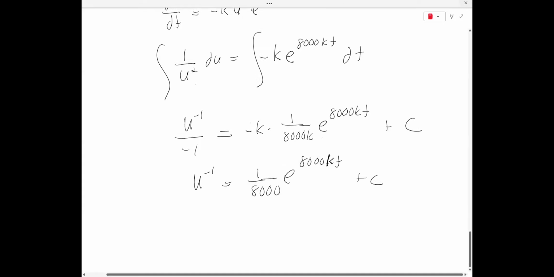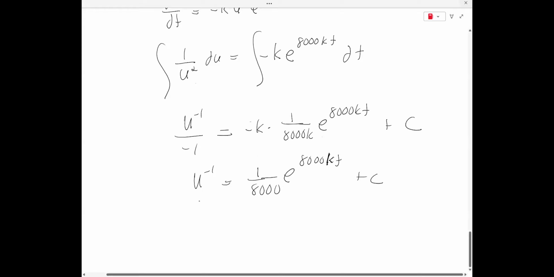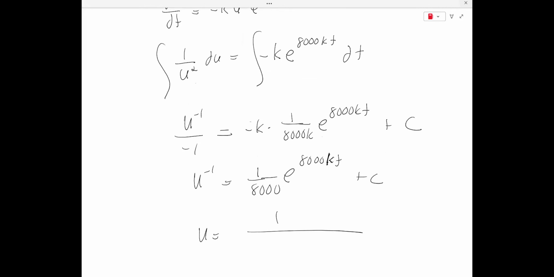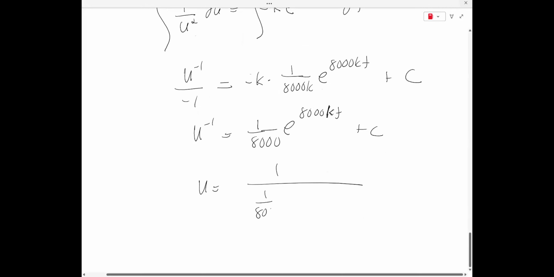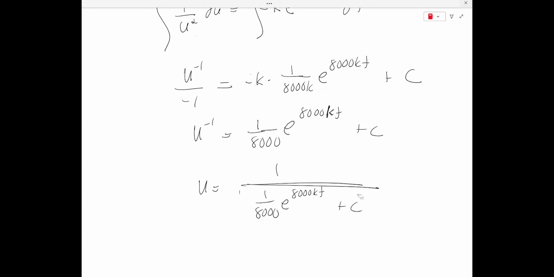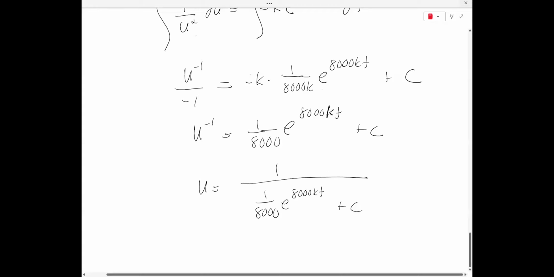You see this? Okay, and that's the reciprocal of u then, right? So you guys should double check me. Does this seem reasonable so far? Okay, let's have somebody there to make sure. Okay, and then u is equal to, right, that'd be 1 over this stuff here, 1 over 8,000 e to the 8,000 kt plus c, like that. So that's the u here then.